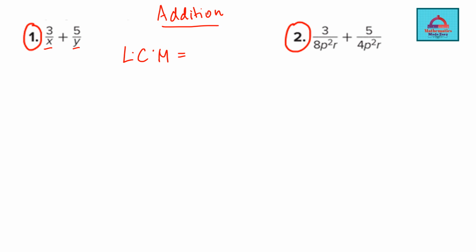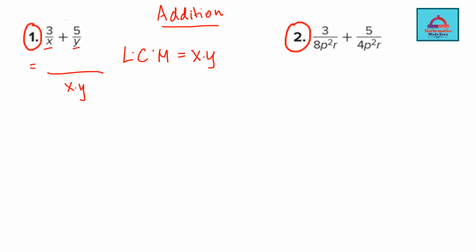Remember a trick that is going to help you: if the denominators are different, one is x, one is y, and they don't have anything common, then the LCM is always the product. So the LCM here is xy. And why are we taking the LCM? We are taking the LCM so that the denominators are equal and then we can just play around with the numerators. So I make them equal now, x multiplied with y.